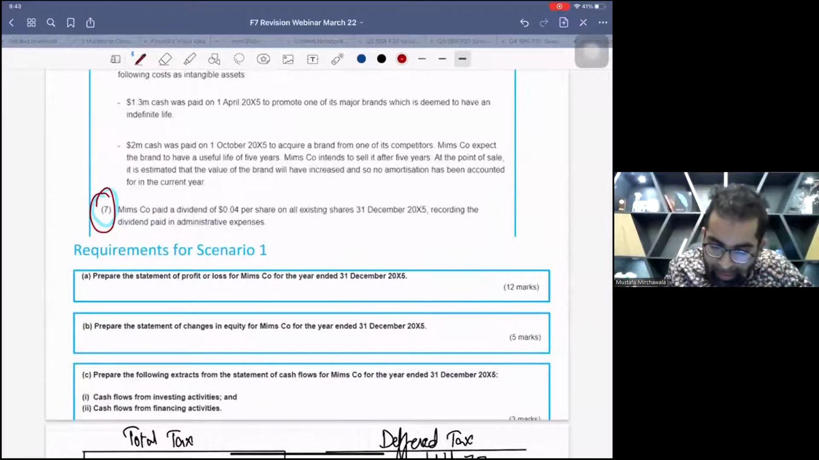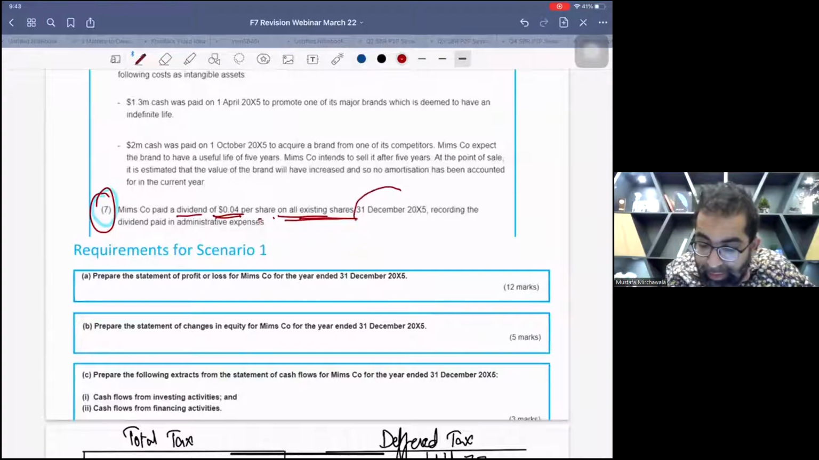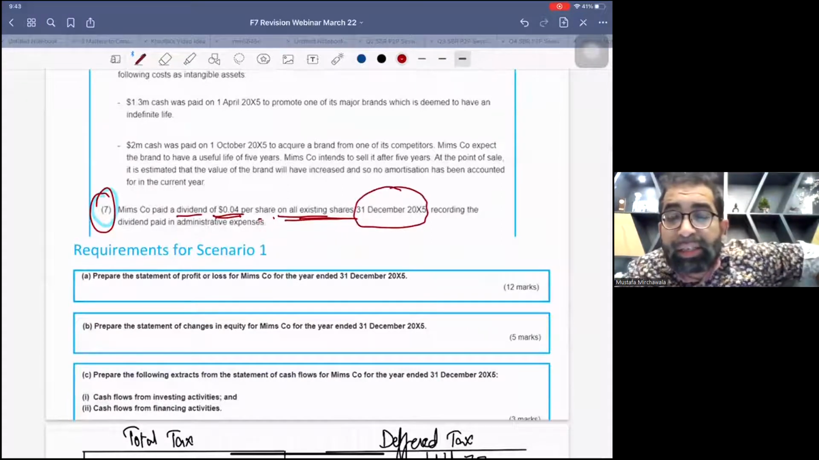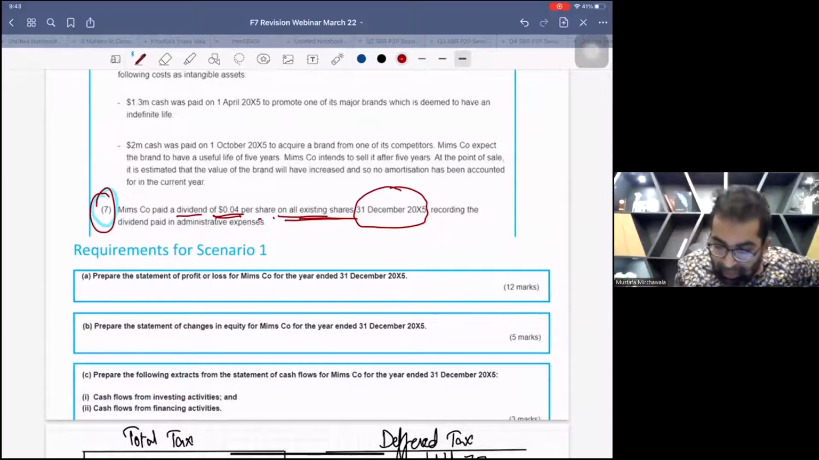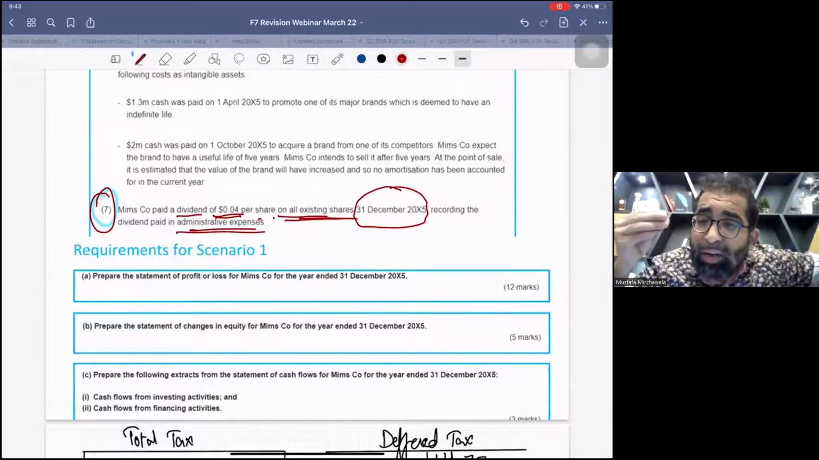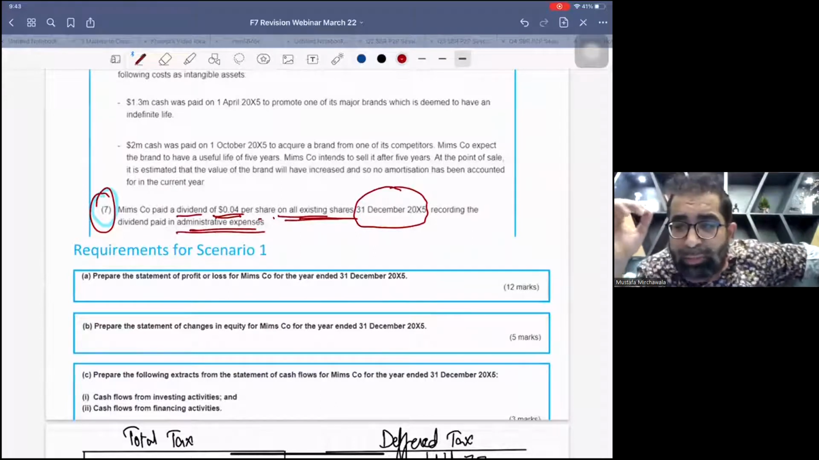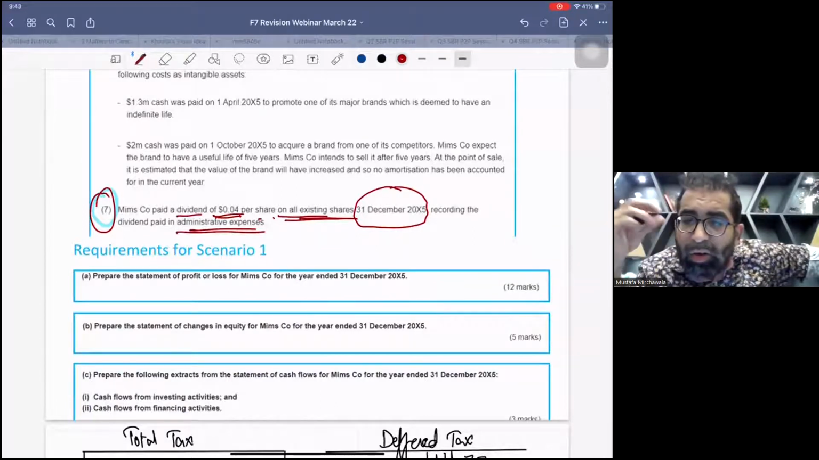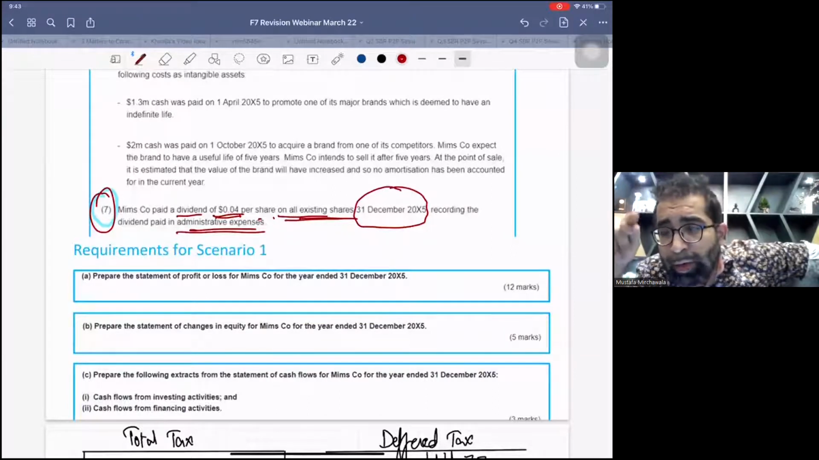MIMS company paid a dividend of 0.04 per share on all existing shares at 31st December X5. See, the dividend was paid at the year end, an ordinary dividend, but see the stupidity. They booked this dividend in admin expenses. Never. Ordinary dividends are not an expense. Ordinary dividends must be deducted from retained earnings. It should be part of SOCIE.